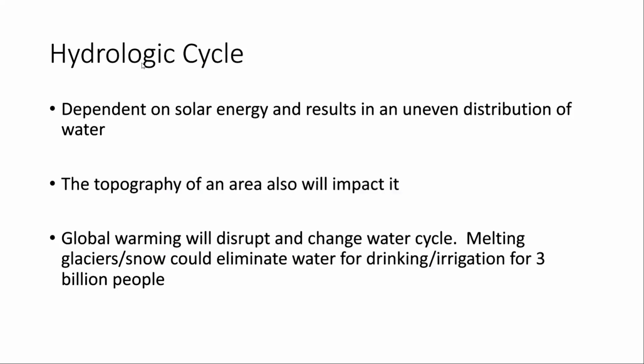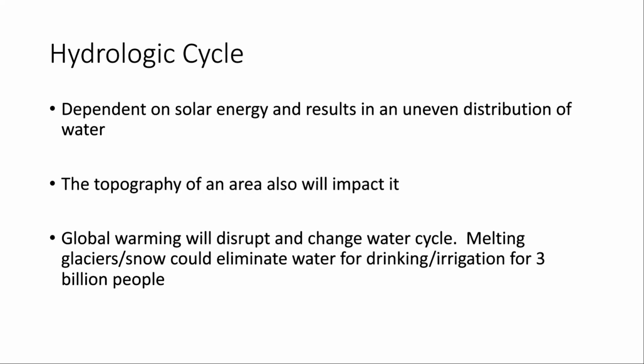But with the water cycle, like I said, it's going to be dependent on solar energy. And then because of that, we're going to have an uneven distribution of water. It's also going to be impacted by just the general landscape of whatever that area may be. So mountain ranges, for example, often have one side that typically gets much more precipitation than the other. So in addition to just the weather itself, the landscape can impact the distribution of water.